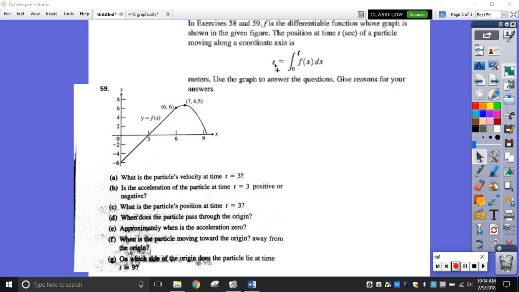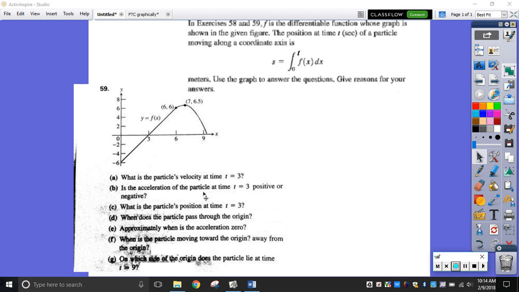So if I think of velocity as the derivative of position, that means it's the derivative of this integral. And remember, derivatives and integrals are inverses, so they cancel each other out. So really what this is asking me to do is evaluate f at 3. And that would just be the corresponding y value. So when x is 3, looking at the graph, f of 3 would be 0. So the velocity at time t equals 3 would be 0, which means the particle is not moving.